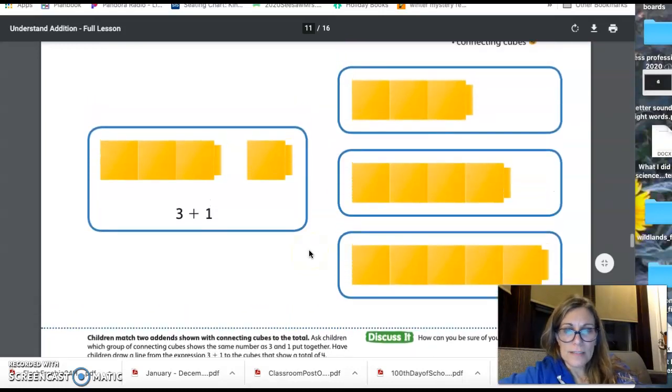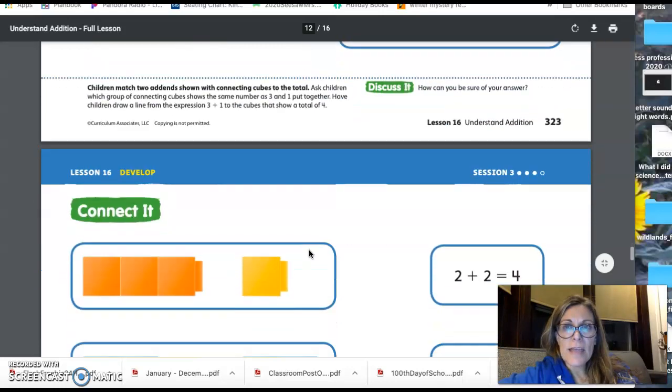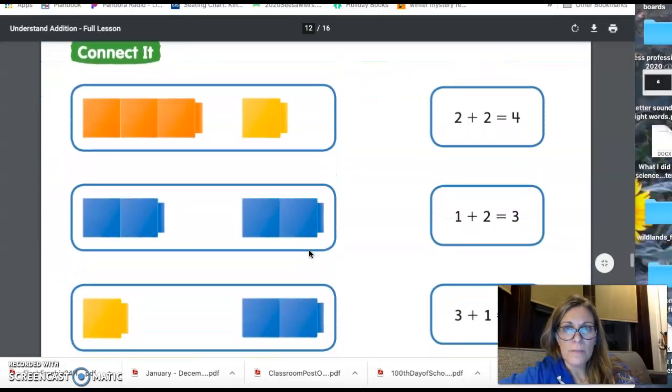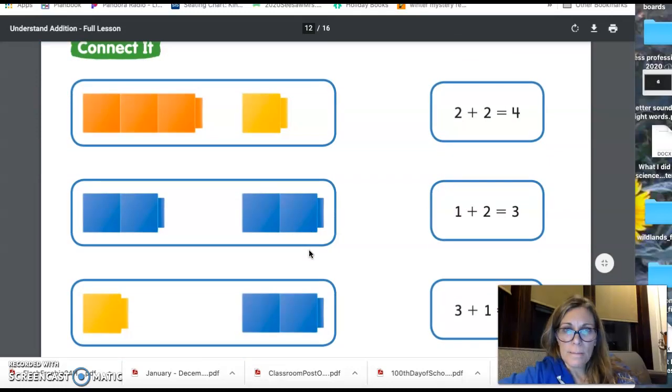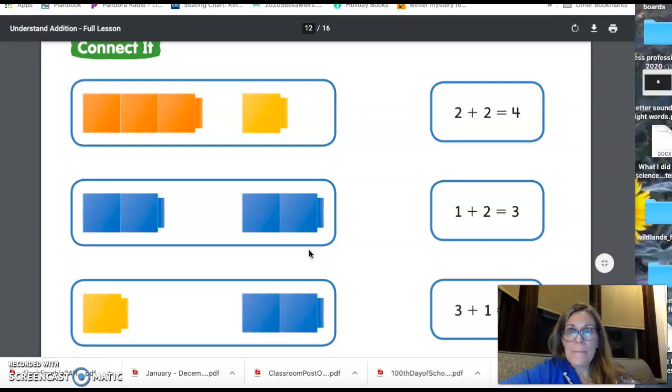Okay, excellent. Now we're going to go ahead to the next page. So just turn the page. We're going to do the same thing. Instead of matching kittens and puppies like we did the other day, we're going to match cubes and number sentences. So let's do the first one together. Let's count the orange cubes. 1, 2, 3. 3 plus 1 yellow equals how many in all?